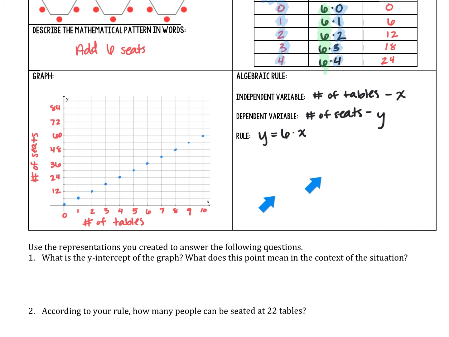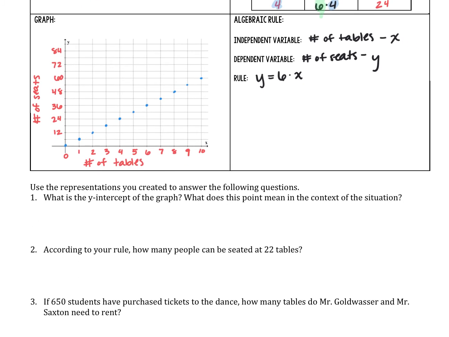So we want to use those representations now to answer some questions. What is the y-intercept of the graph, and what does this point mean in the context of the situation? Well, we know a y-intercept is the point at which our graph crosses the y-axis. We can see that happens at the point (0, 0). Knowing what our variables represent, that (0, 0) then means that for 0 tables, there are 0 seats.